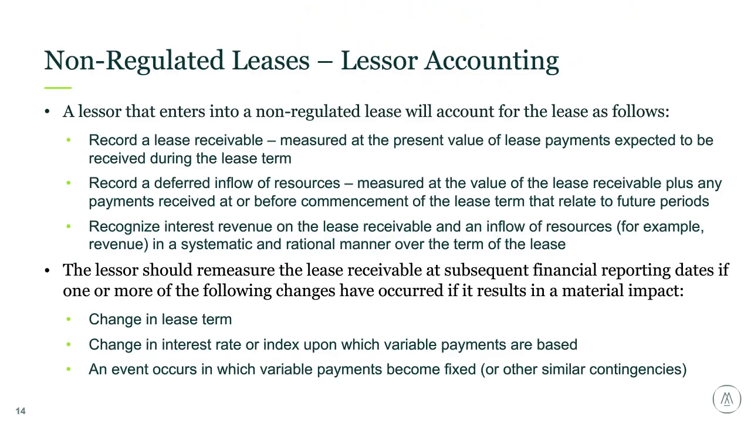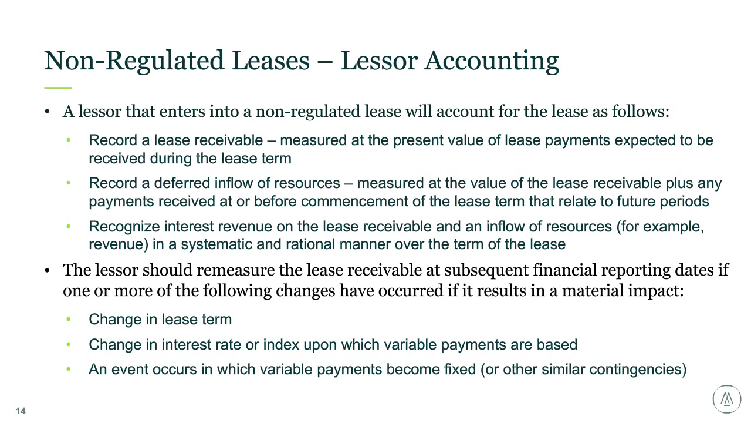So first we'll go ahead and start with how the lessor will account for non-regulated leases. A lessor should recognize a lease receivable and deferred inflow of resources at the very beginning of the lease term. That is unless the lease is scoped out of the standard, as Laurie already described. The lease receivable should be measured at the present value of lease payments expected to be received over the course of the lease term. The deferred inflow of resources should then be measured at the value of the lease receivable plus any payments received at or before the start of the lease term that may relate to future periods.